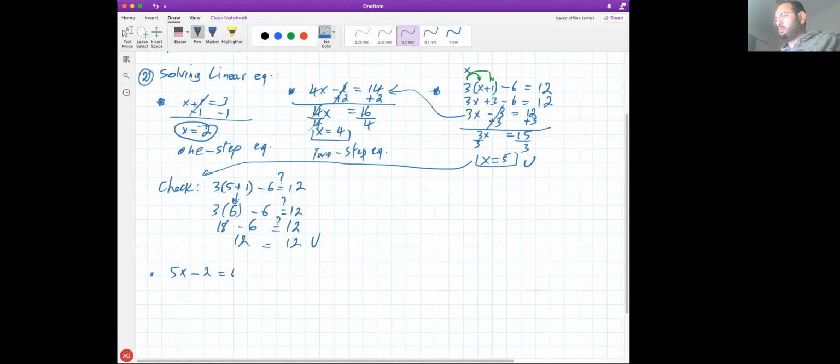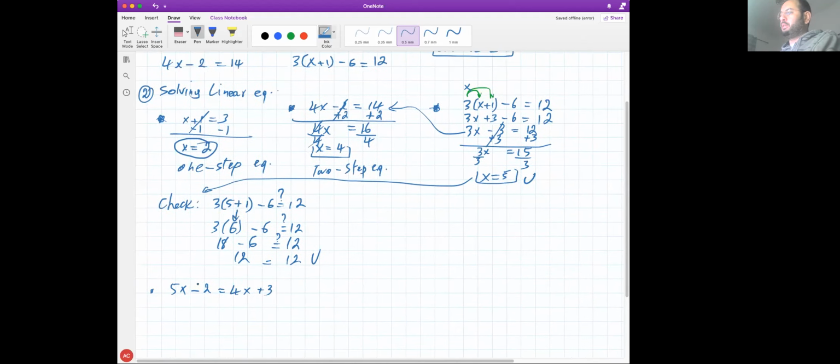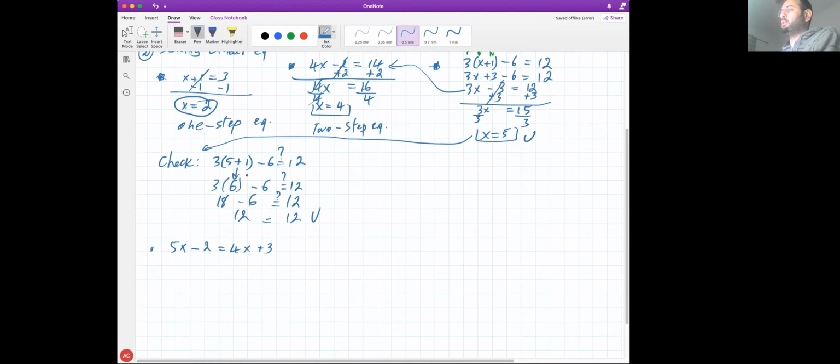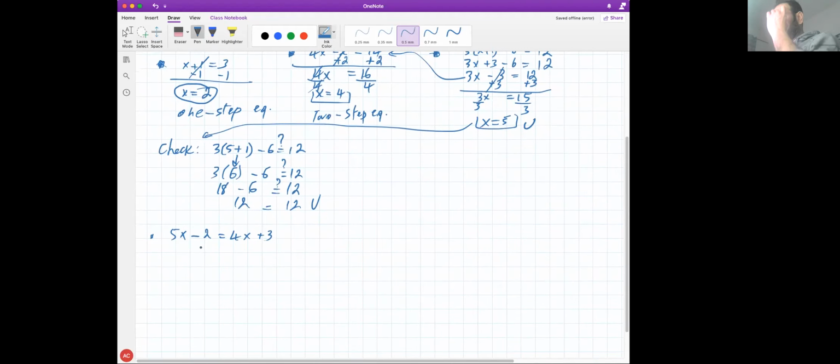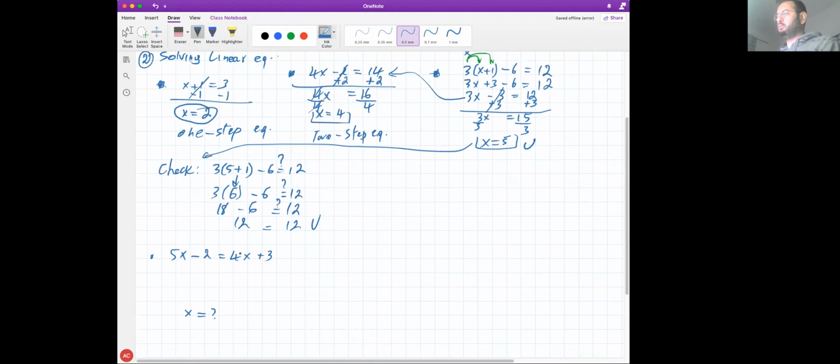Sometimes you could have an equation here that has x's on both sides. As you can see, we have x's on both sides of the equation. We also have numbers on both sides. But we can also solve this. The purpose again is to get the x by itself on one side, equals a number. That's the purpose of solving. So what do you think we need to do to solve this, to get the x by itself?